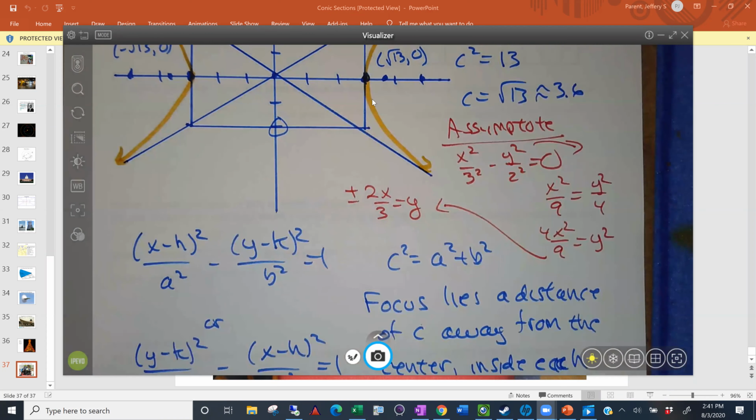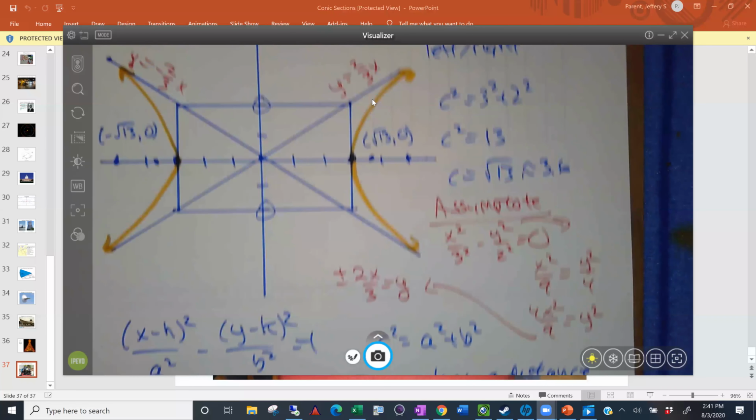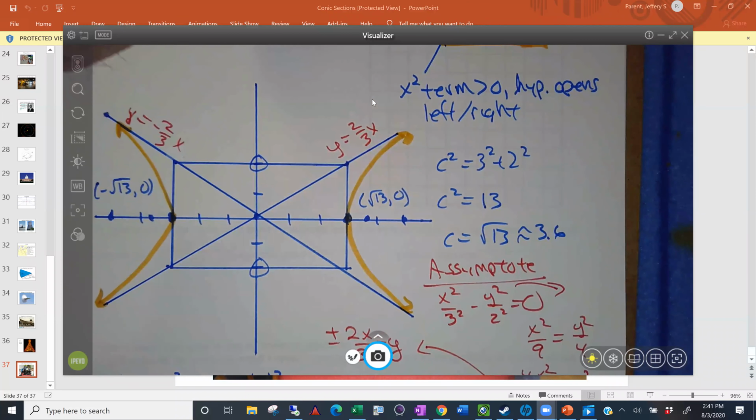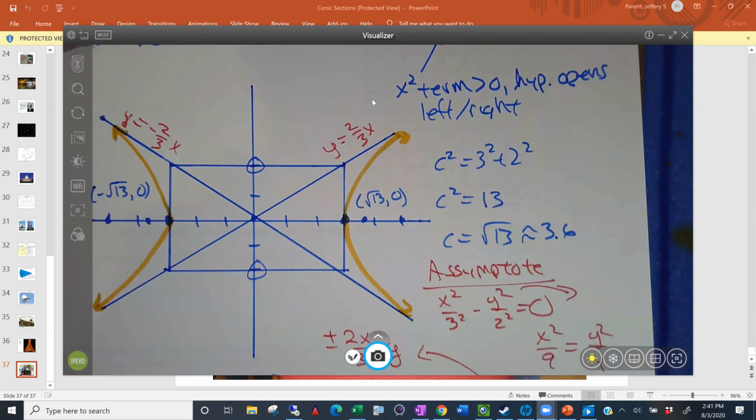Any comments on the hyperbola here? We're going to do one more hyperbola. This time we're going to have something without a center at 0, 0.